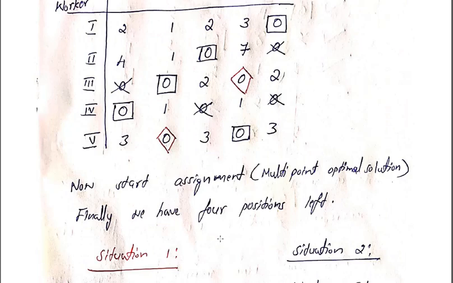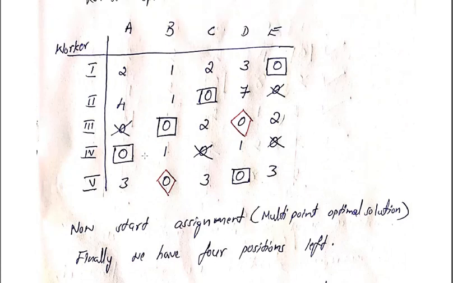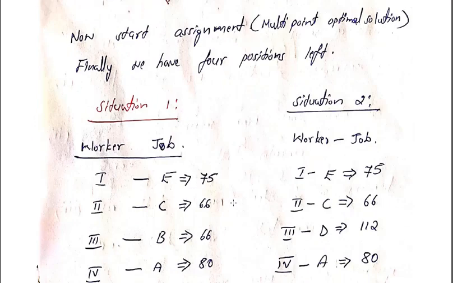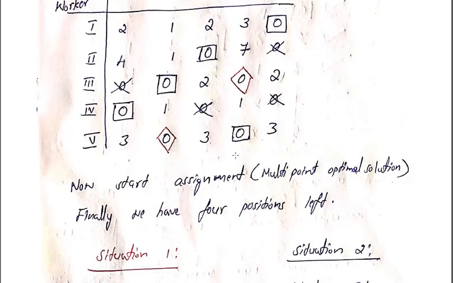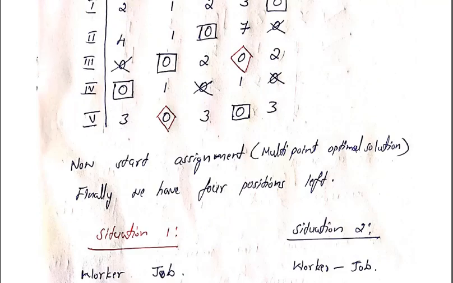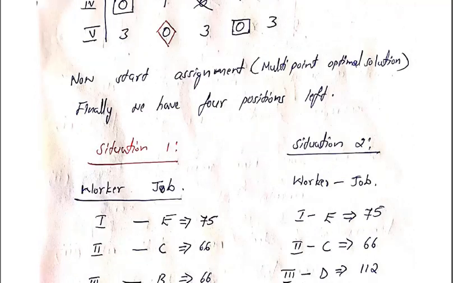So one and the same, if you allocate or assign to this particular position, or the third row B position or the D position, or here in the fifth row B position or the D position. Any position if you assign, in both the cases we get the same value. So this is called as multi-point optimal solution. Thank you.